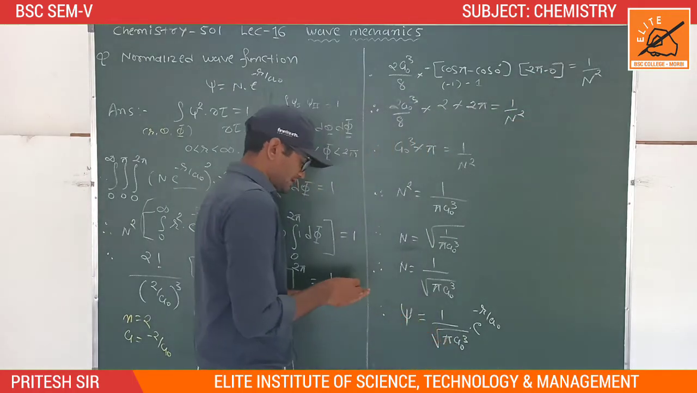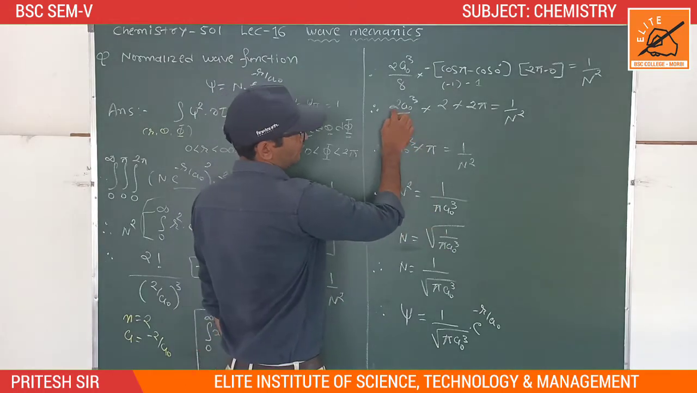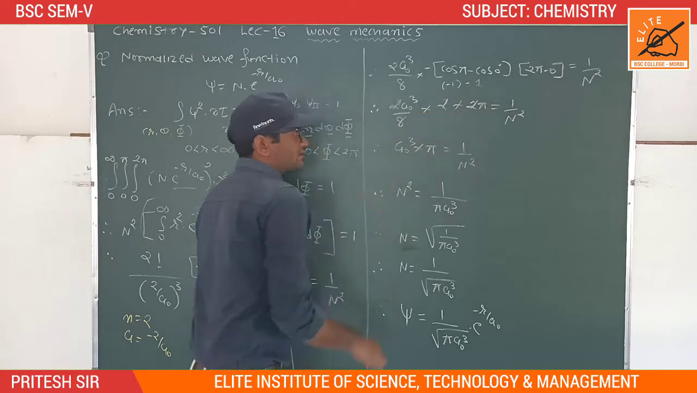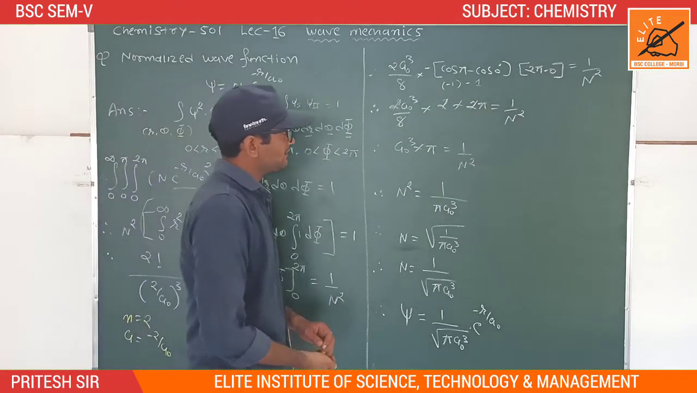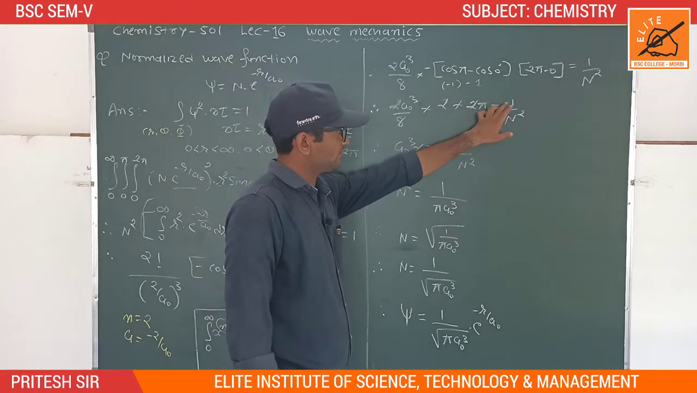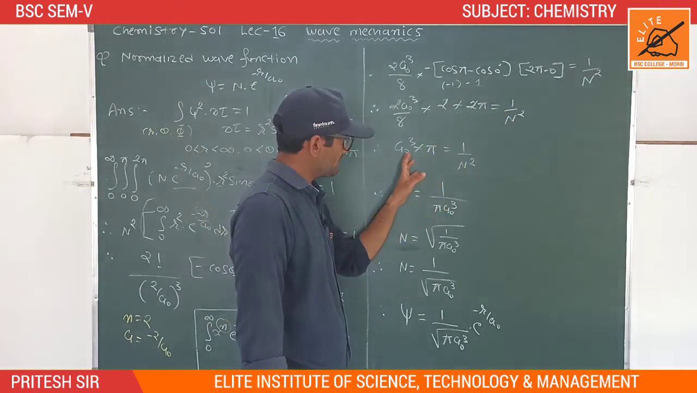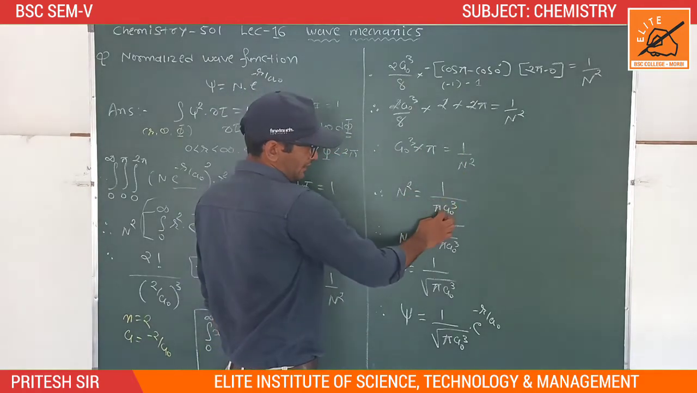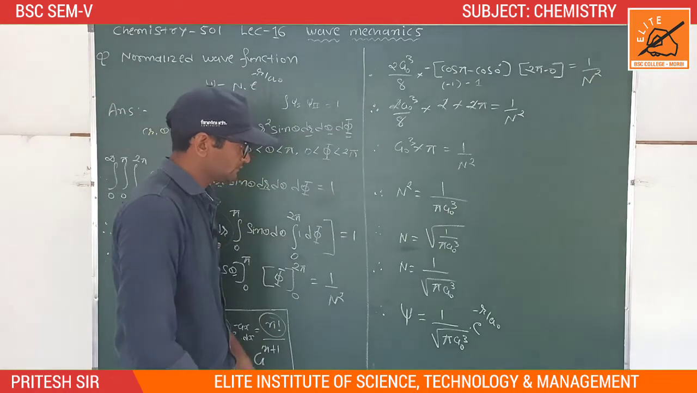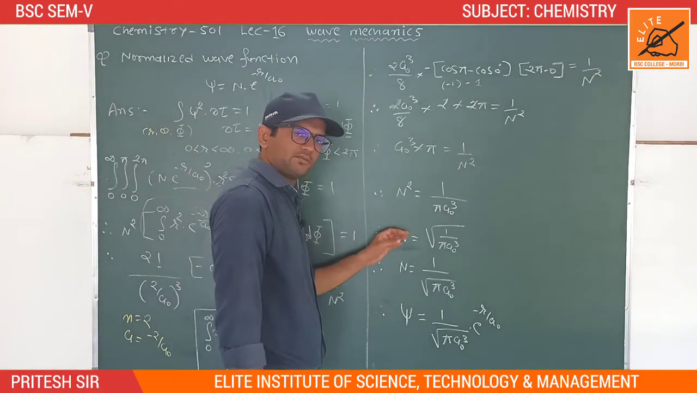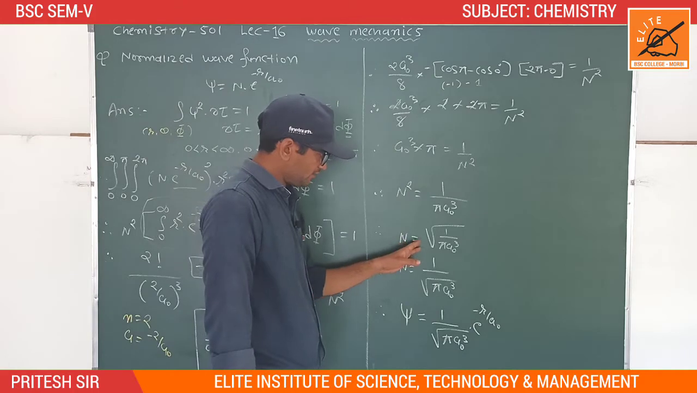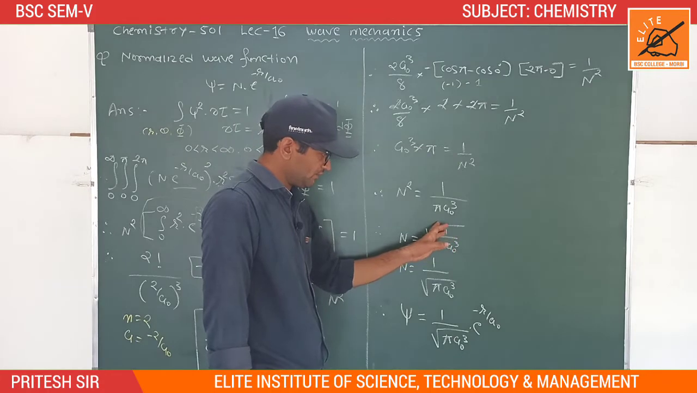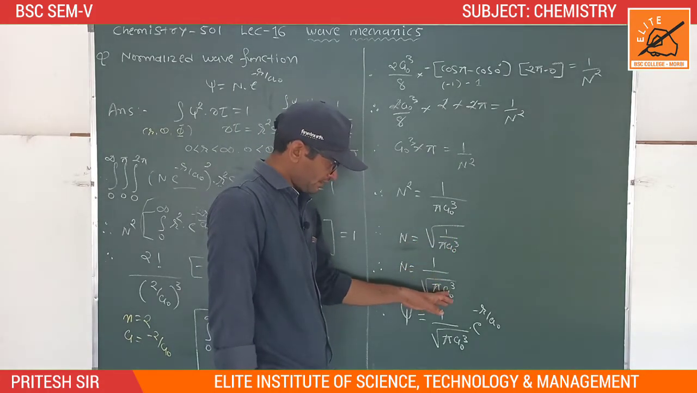Okay, so in this case we cancel out 2 into 4, 8. So this term all cancels out. So the remaining term is a0 cube into pi is equal to 1 upon n square. So the value of n square is equal to 1 upon pi a0 cube. Okay, so in the next step I take the square root on both sides. Therefore n is equal to under root 1 upon pi a0 cube. So the value of n is equal to under root of 1, which is 1, upon pi a0 cube.